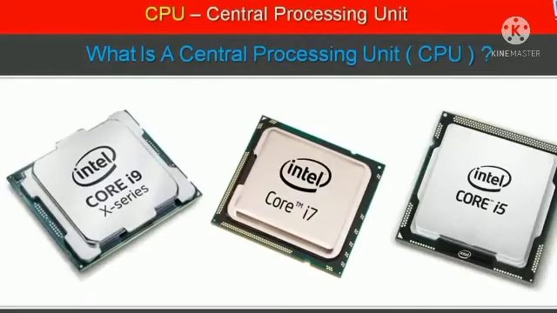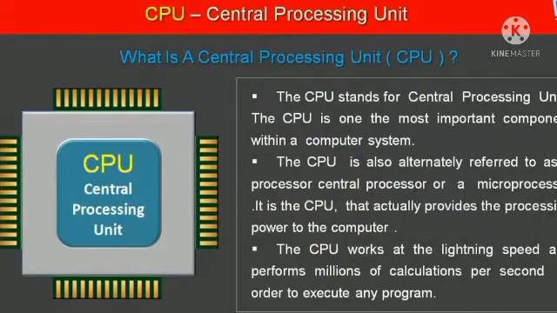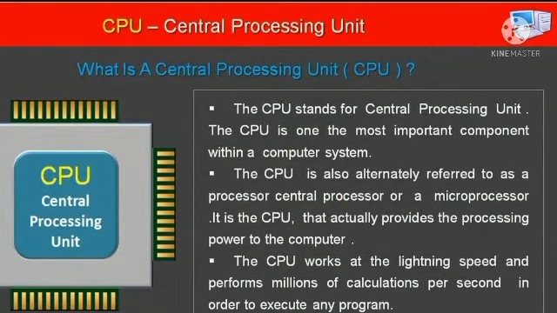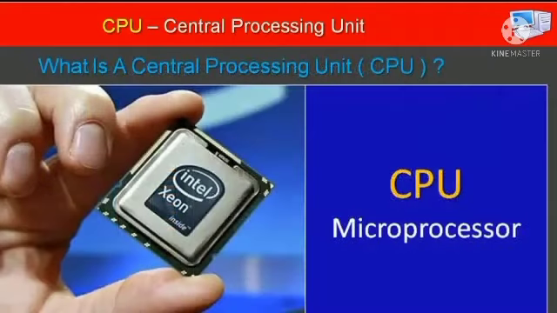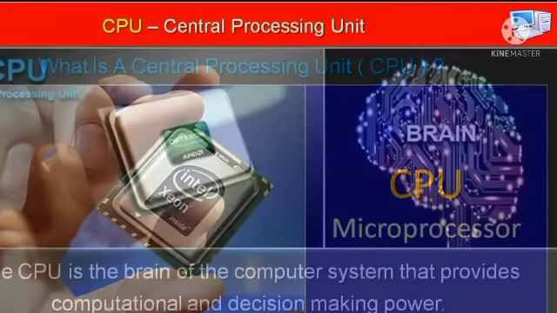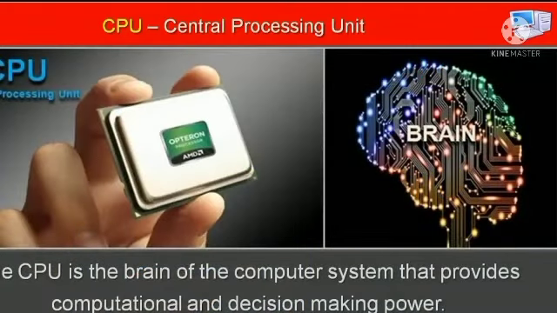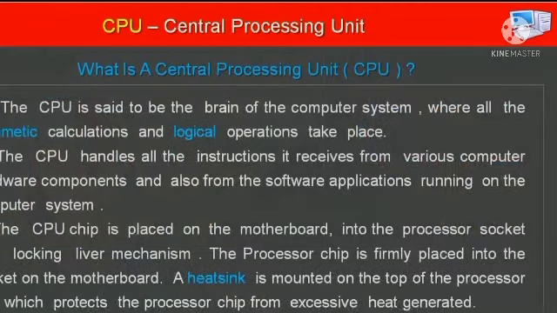Next we are going to learn about the central processing unit, or CPU. The CPU is one of the most important components within a computer system. It is called the brain of the computer. It is alternatively referred to as the processor, central processor or microprocessor. The CPU works at lightning speed. It performs millions of calculations per second in order to execute different programs in a computer. It performs the arithmetic and logical operations in a computer, and it helps in decision making.